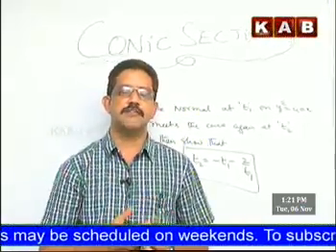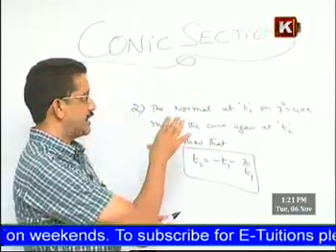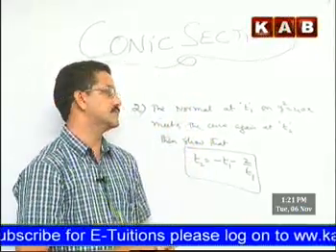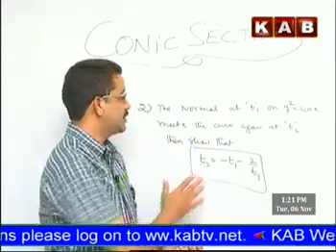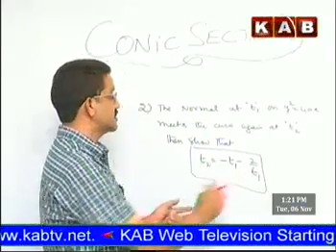Please have a look at this. The normal at t1 on y square is equal to 4ax meets the curve again at t2, then show that. Sometimes this is asked as t1, t2.